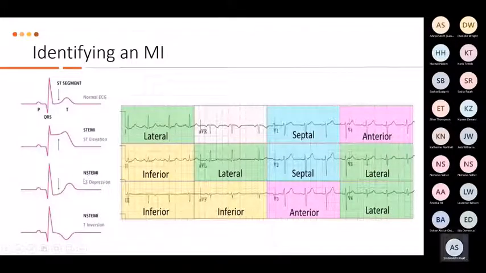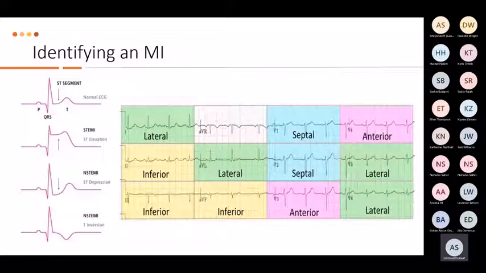With an NSTEMI, you've got two different types. The one that we saw in the SBA was this T-wave inversion. The other one is the ST depression, where the line where the ST segment is kind of pushed down instead. So it's kind of like a deep bit after the QRS complex.